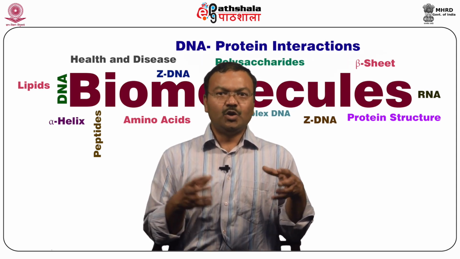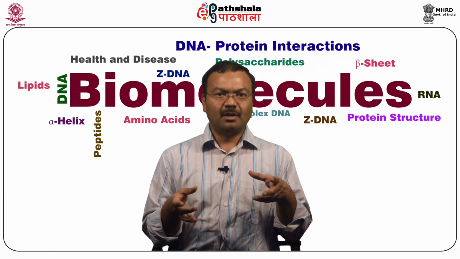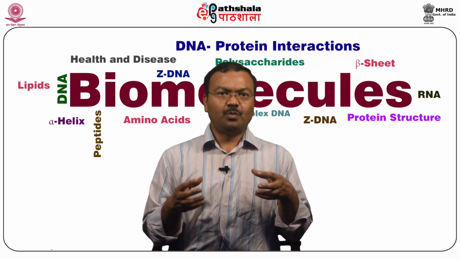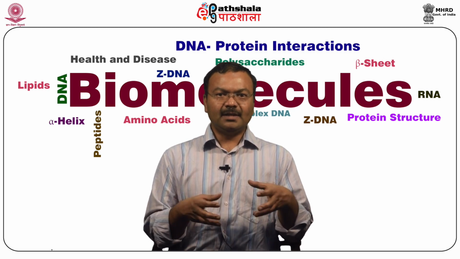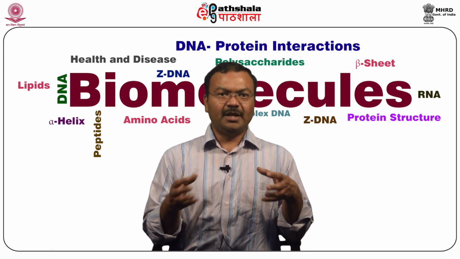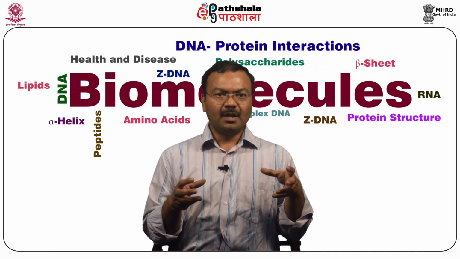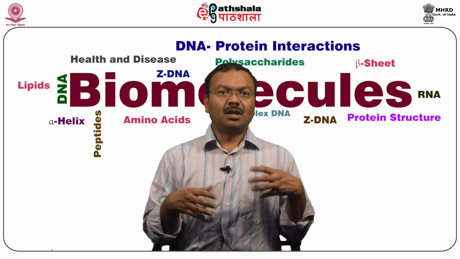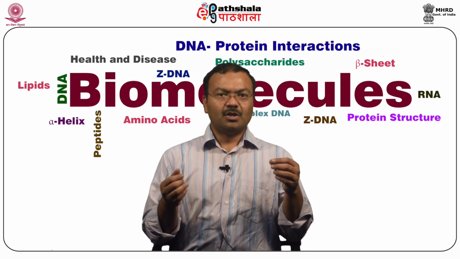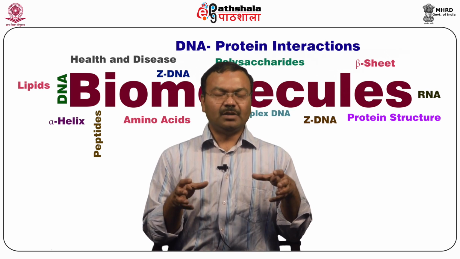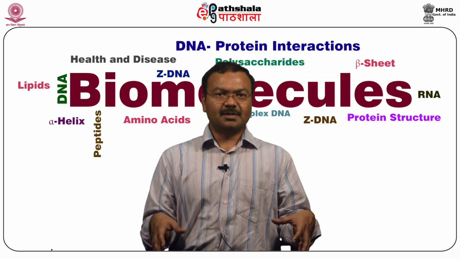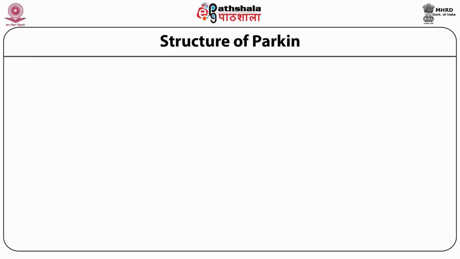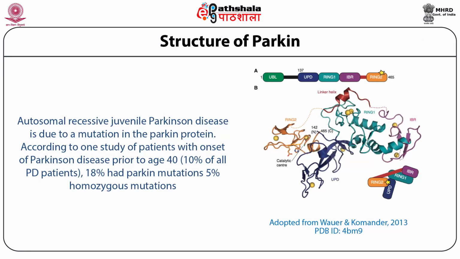Parkin is a component of a multi-protein E3 ubiquitin ligase complex, which is part of the ubiquitin proteasome system that directs the targeting of proteins for degradation. So Parkin is a part of this complex and helps to degrade the proteins which are toxic to neurons. So mutation in Parkin also causes this disease. Here we show the structure of Parkin. The autosomal recessive juvenile Parkinson disease is due to mutation in the Parkin protein.